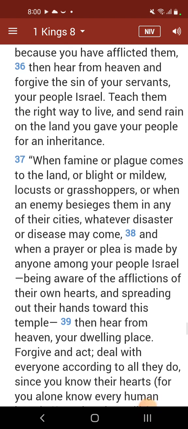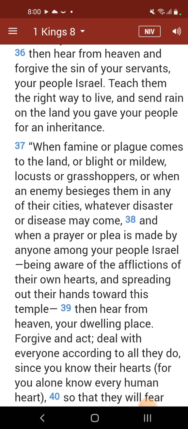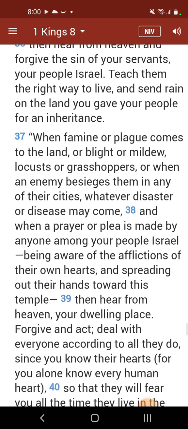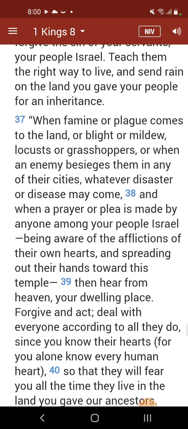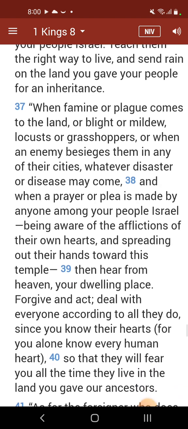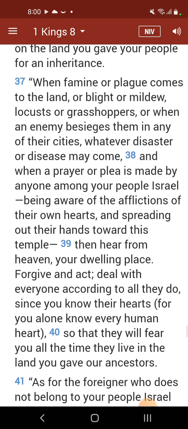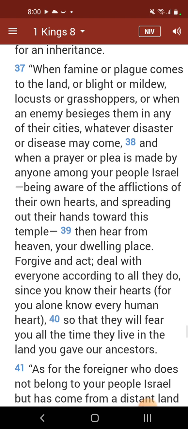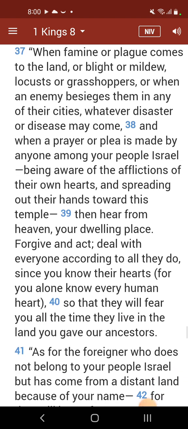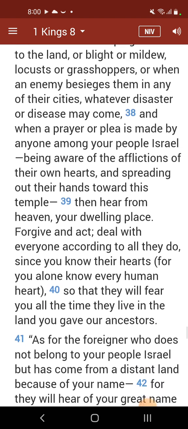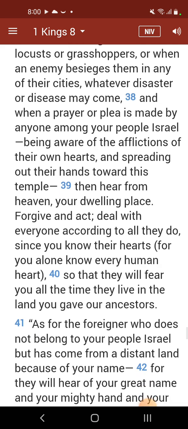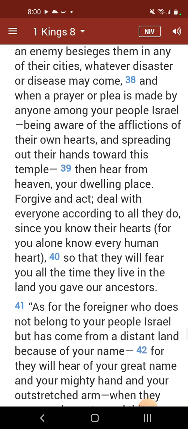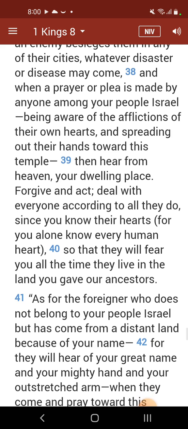When famine or plague comes to the land, or blight or mildew, locusts or grasshoppers, or when an enemy besieges them in any of their cities, whatever disaster or disease may come, and when a prayer or plea is made by anyone among your people Israel, being aware of the afflictions of their own hearts, and spreading out their hands toward this temple, then hear from heaven your dwelling place.